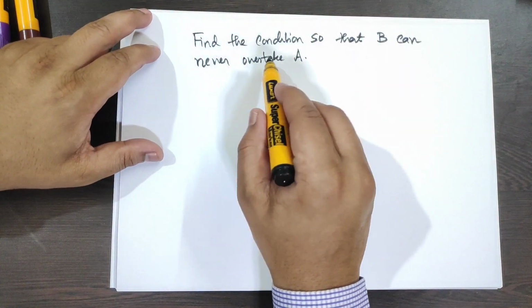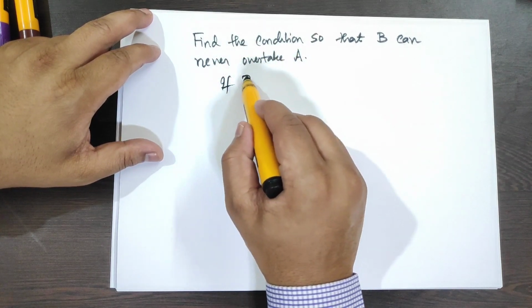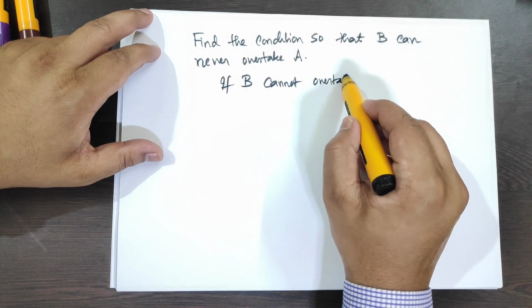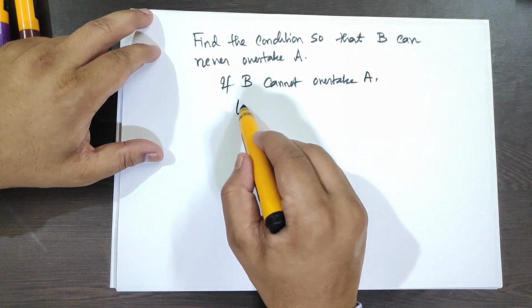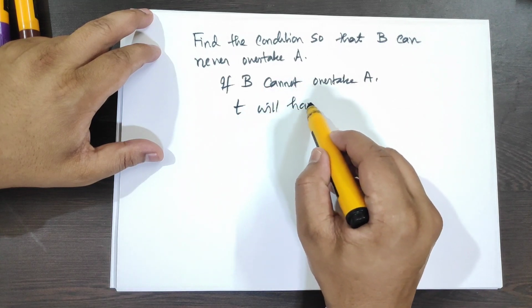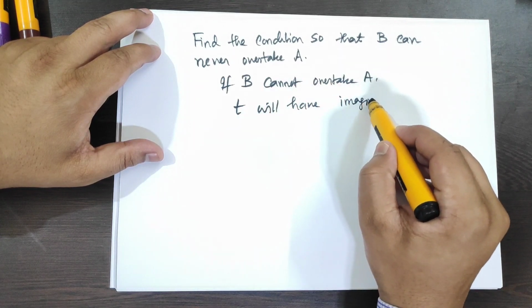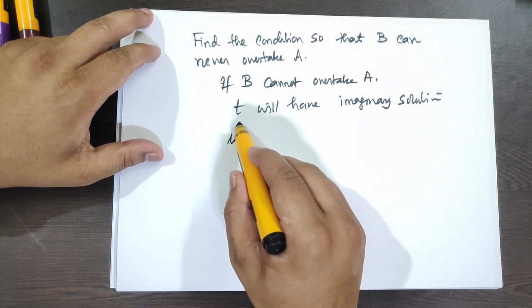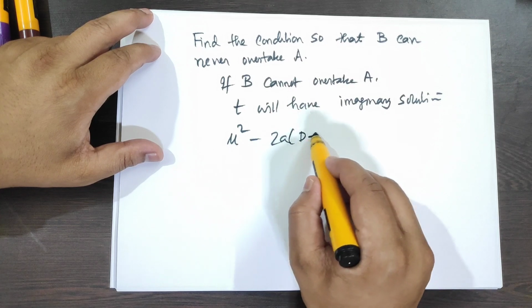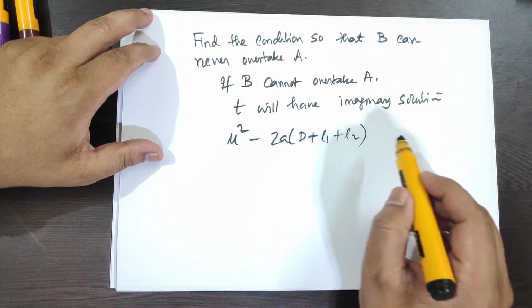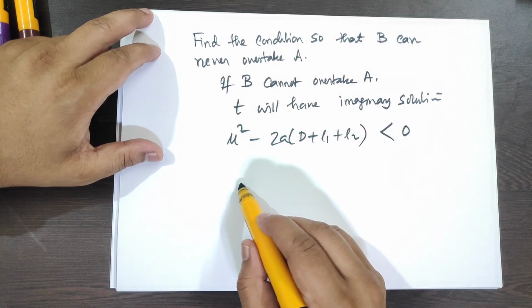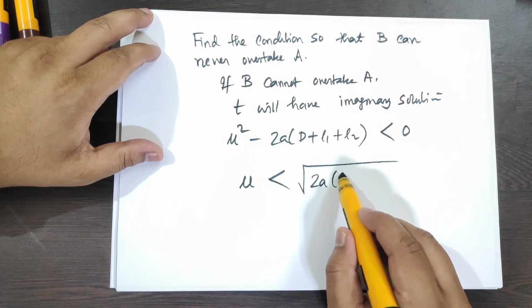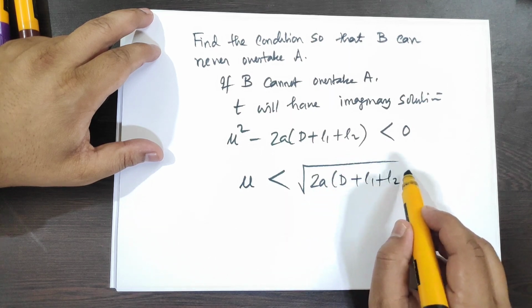So if B cannot overtake A, then t will have an imaginary solution. That means the discriminant, this u square minus 2a multiplied by this d plus L1 plus L2, is less than 0. So that is u is less than root over of 2a times d plus L1 plus L2.